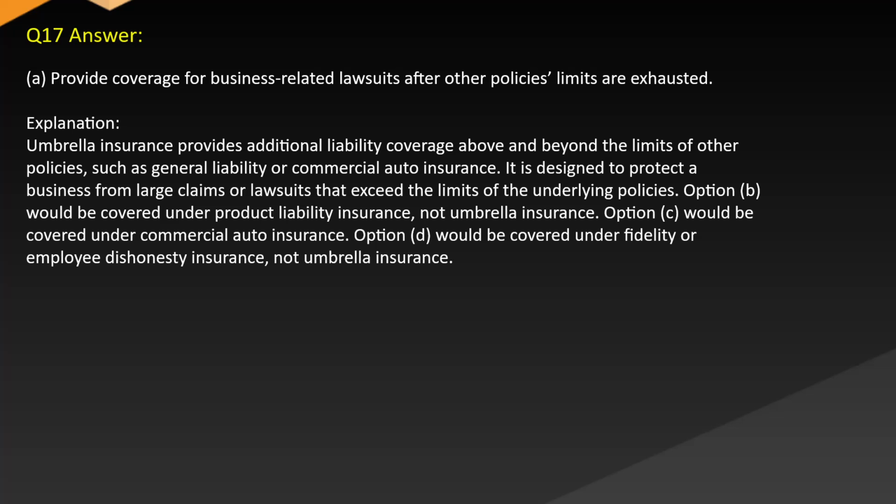Option B would be covered under product liability insurance, not umbrella insurance. Option C would be covered under commercial auto insurance. Option D would be covered under fidelity or employee dishonesty insurance, not umbrella insurance.